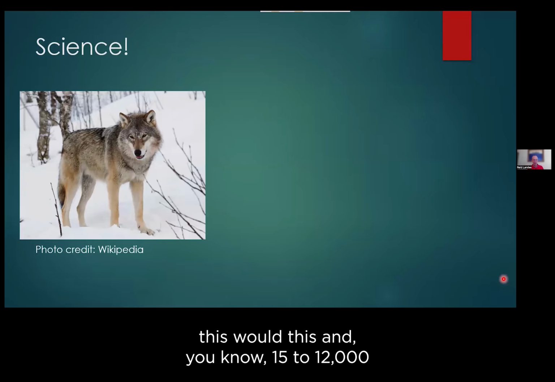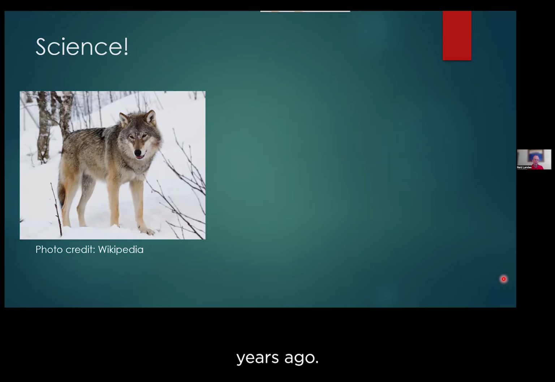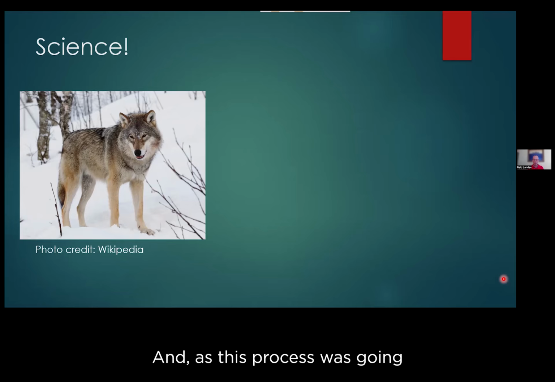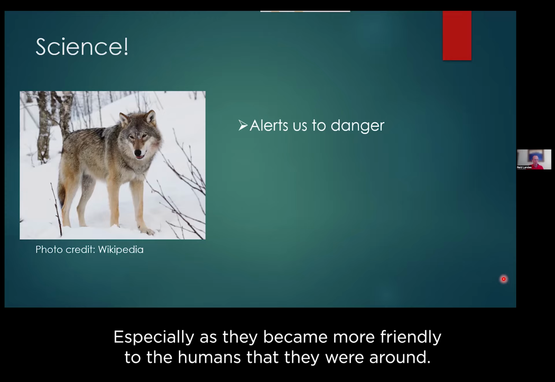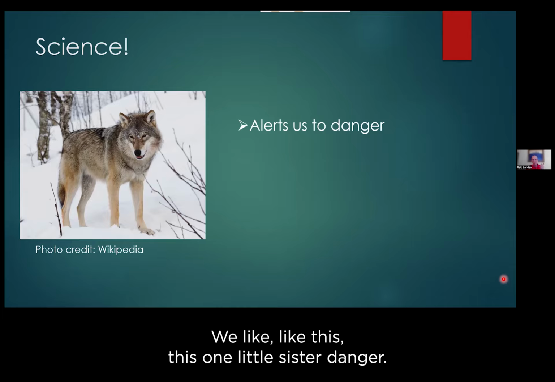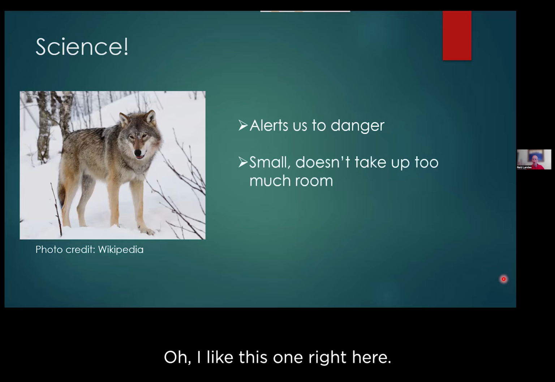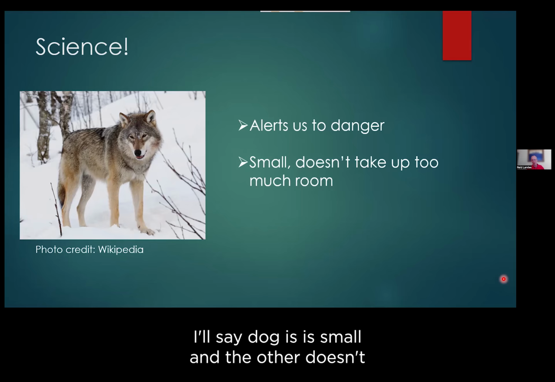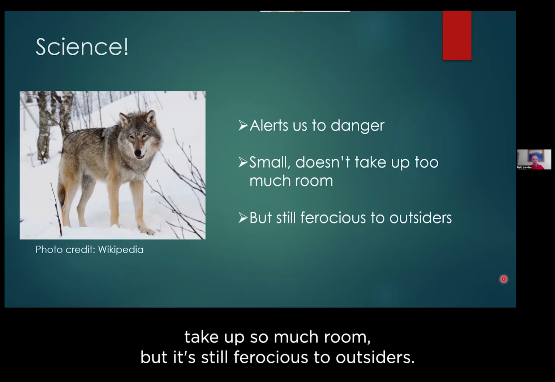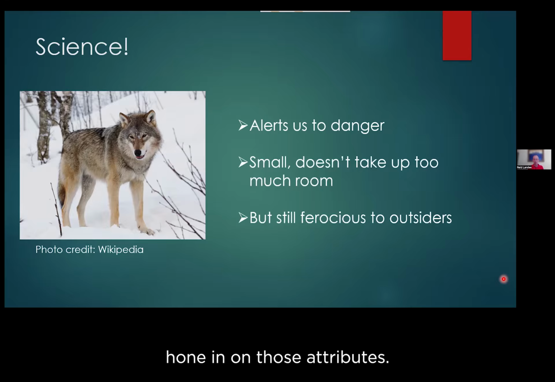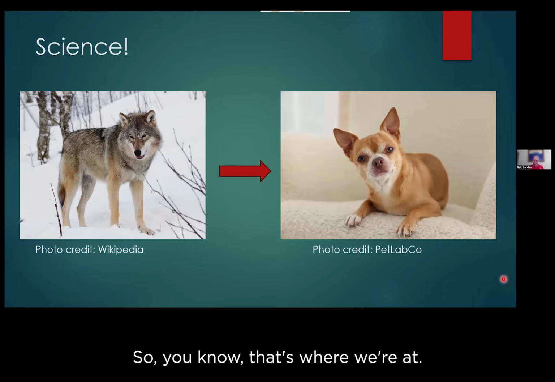Take, for example, Canis lupus. 15 to 12,000 years ago, dogs were becoming domesticated. As this process was going on, there were attributes about some of those particular animals that were nice, especially as they became more friendly to the humans that they were around. We like this one. It alerts us to danger. I like that about this one, and so they take note of that. Ooh, I like this one right here. This dog is smaller than the other. Doesn't take up so much room, but it's still ferocious to outsiders. And so we see these attributes, and we figure out how to hone in on those attributes. And here we are. So, that's kind of how part of science works.